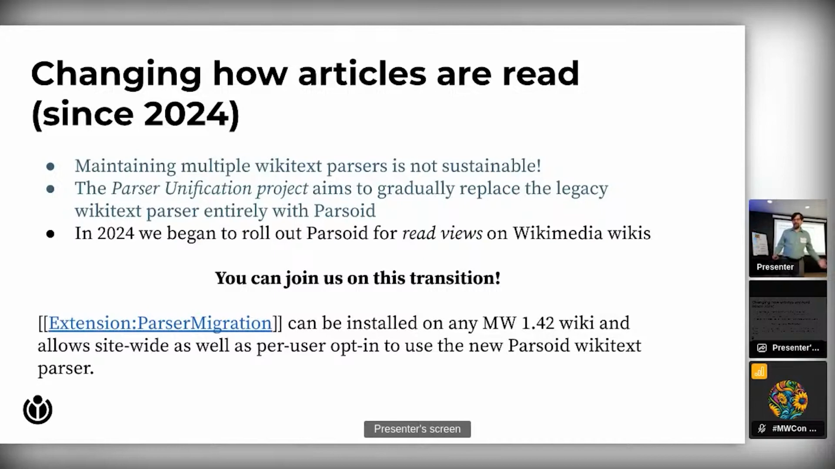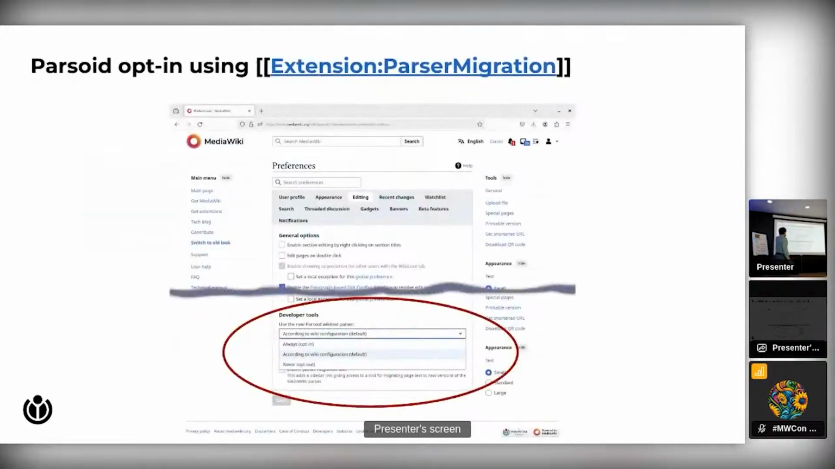And that's the point of opting in. So right now, the parser migration extension sort of looks like this. You get a user preference. You can configure on a wiki basis whether or not all pages default to using Parsoid or whether they default to using the legacy parser.